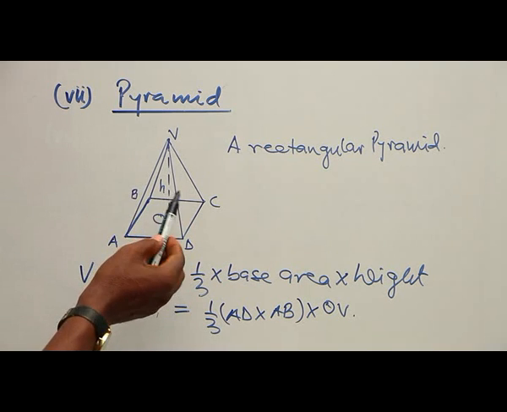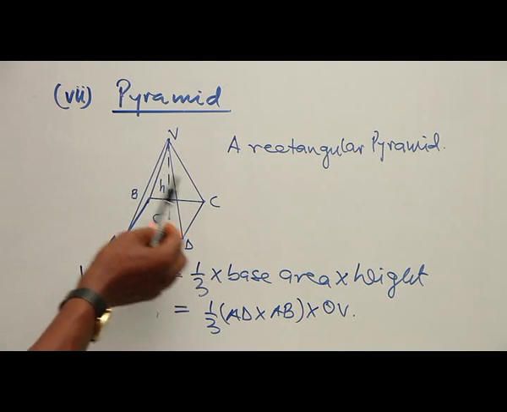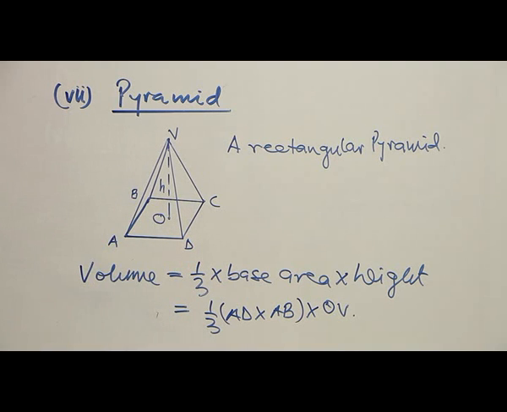Usually, we are more concerned with the calculation of the volume of a pyramid. And the volume here is 1 over 3 times base area times height. Looking at this specific one, the base area is AD times AB, or you can have it as BC times CD. They will give you the same result. Times OB, where OB is the height of the pyramid.